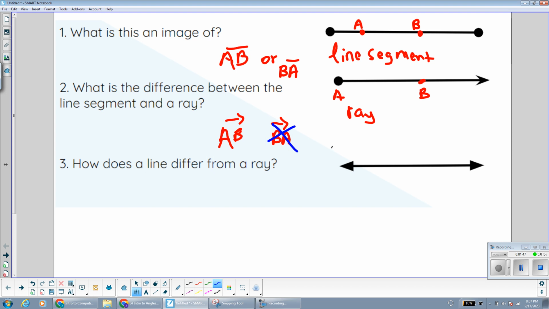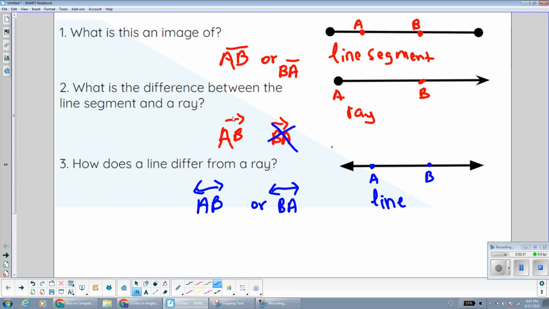How does a line differ from a ray? You might see that a line has arrows on both ends. That means it extends infinitely in both directions. If this is point A and this is point B, we could name this line AB or line BA. And there's an infinite number of points on the line, but just like with a line segment, we name a line with 2 points. Any 2 points that are on that line can be used to name that line.